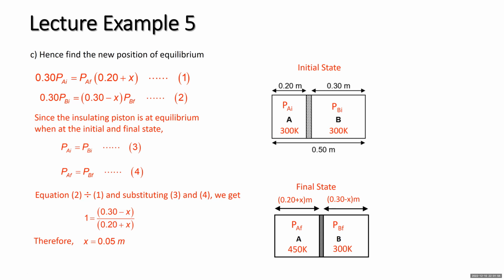Now, suppose the pressure in A is larger than B, then the piston will move until they are the same. So when they are at equilibrium, the pressure has to be the same. Equation 2 divided by equation 1, and substituting 3 and 4, we get x equal to 0.05 meters.